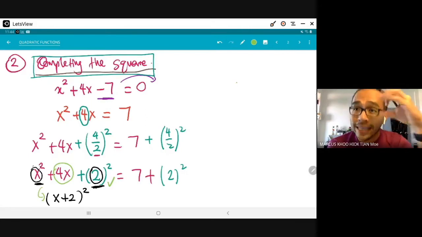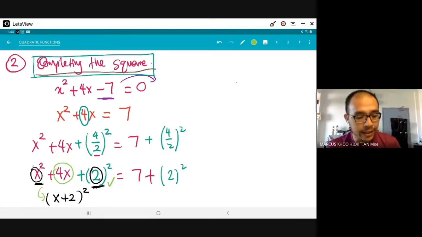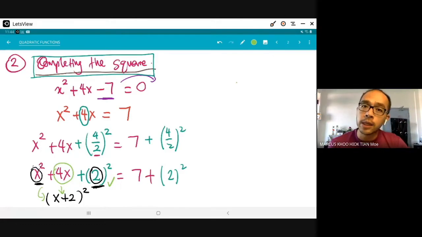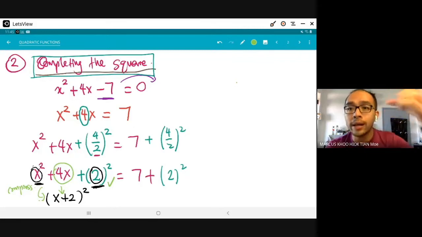So dia bukan hilang, dia sebenarnya ada di dalam kurungan ini. Okay, dia ada, dia bukan hilang. Okay, so you cannot say, mana sudah perginya itu 4x itu? Kenapa itu 4x boleh hilang? Dia tidak hilang. Cuma dia masuk dalam calculation begini. Dia sudah kena, you can call it kena compress lah. Okay, dia sudah kena mampatkan, okay, ke dalam bentuk yang lebih mudah. Okay, and that's why we call this completing the square. Kita kasih square dia balik dan kita completekan.